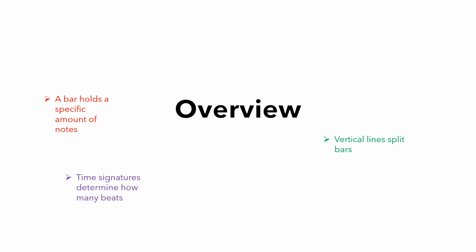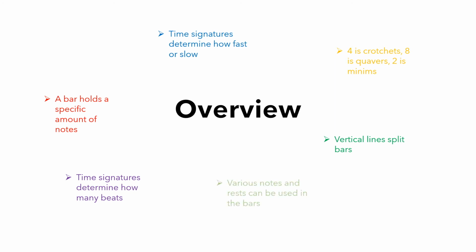Throughout the clip we have learnt about bars and how they only hold so many notes, that the vertical lines split each bar, and that time signatures determine the amount of beats in a bar by the top number. The bottom number determines what type of notes are being used, which you need to be careful with as it's not always 1 beat. It could be half a beat or 2 beats, which is why it's essential that you look at the bottom number. 4 is crotchets, 8 is quavers, and 2 is minims. And various notes and rests can be used as long as it adds up with the time signature.